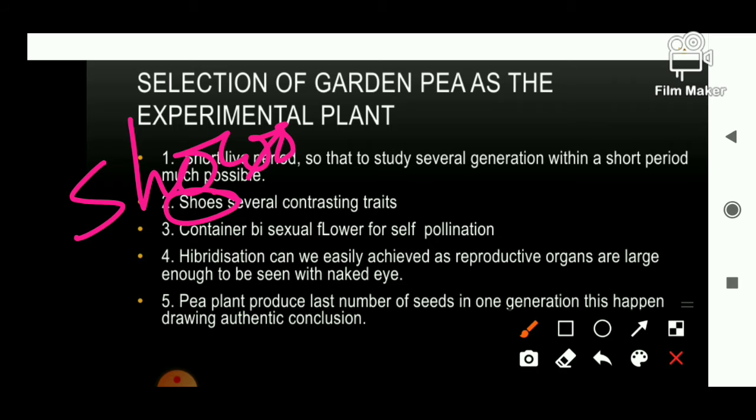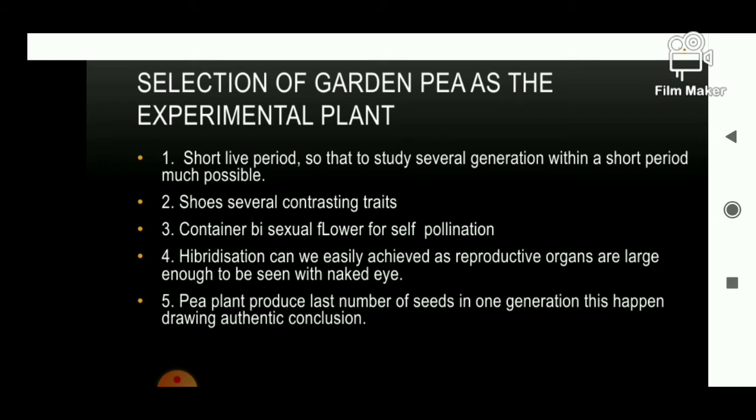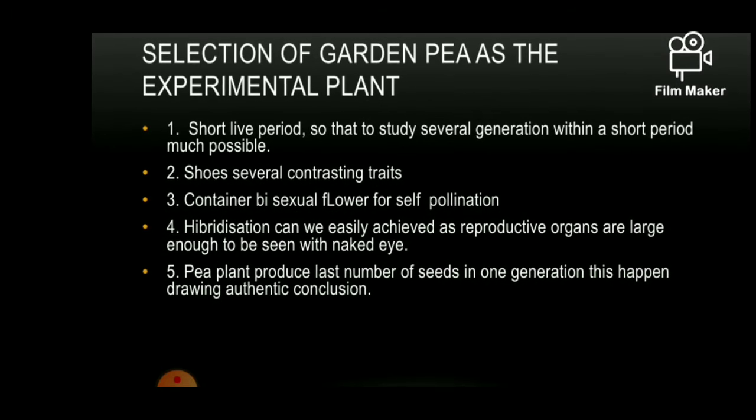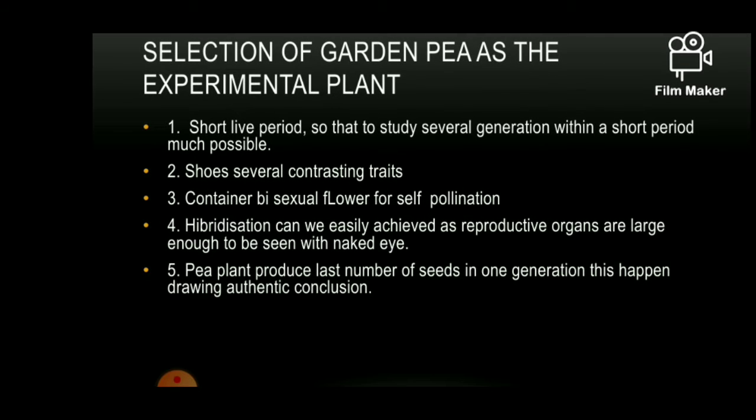Now next is artificial cross-pollination, which is called hybridization: removal of the stamens and dusting the pistils of the flower with the pollen grains of the desired plant. This can also be easily achieved, as the reproductive organs are large and easily seen with the naked eye. And next, I told you, there are seven contrasting traits that can be raised, maintained, and handled easily.